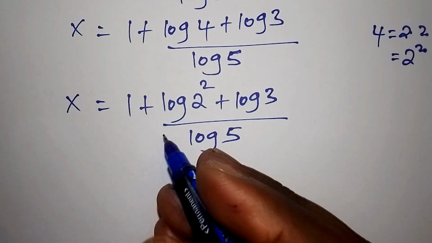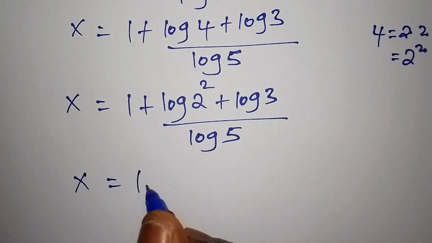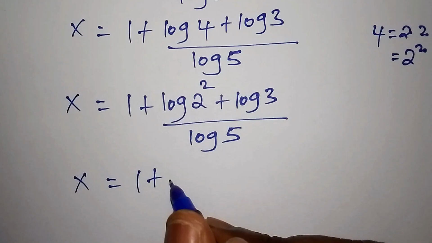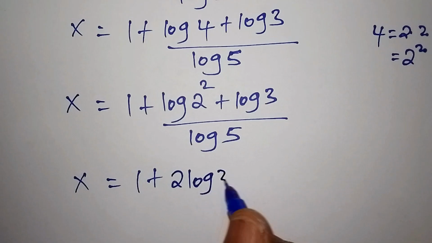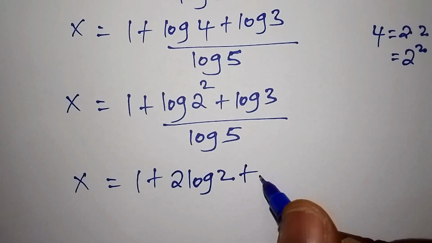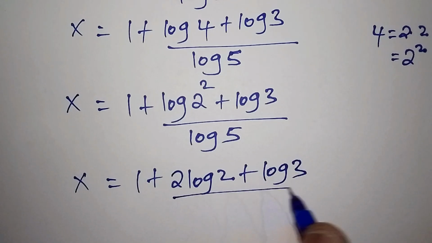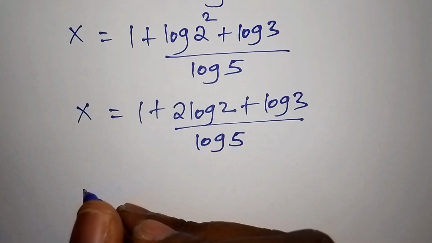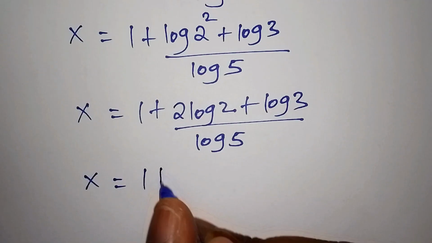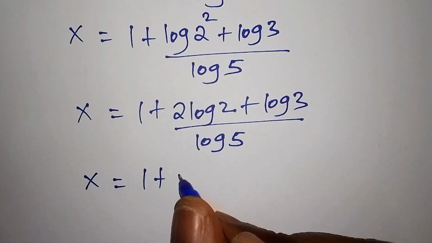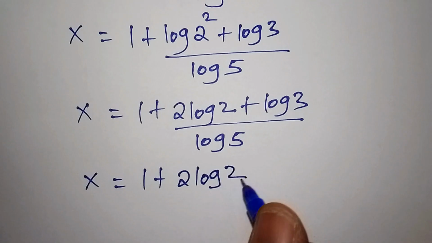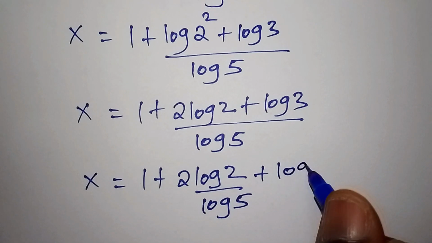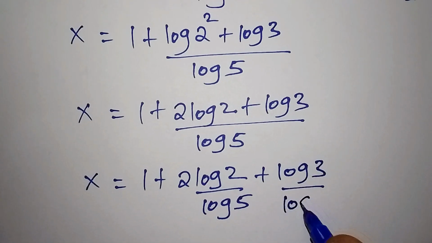Here now x is equals to 1 plus, the log of 2 to the power of 2 is 2, the log of 2, plus the log of 3, all of this all over the log of 5. Let's now divide each by the log of 5. So the value for x is equals to 1 plus 2, the log of 2 over the log of 5, plus the log of 3 over the log of 5.